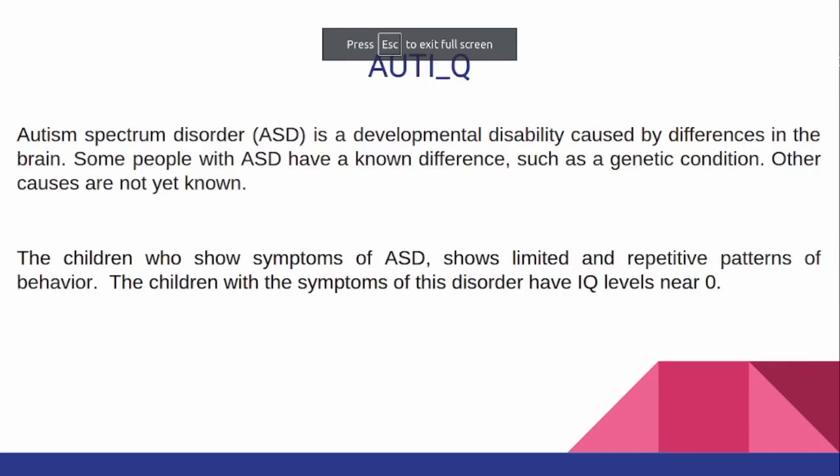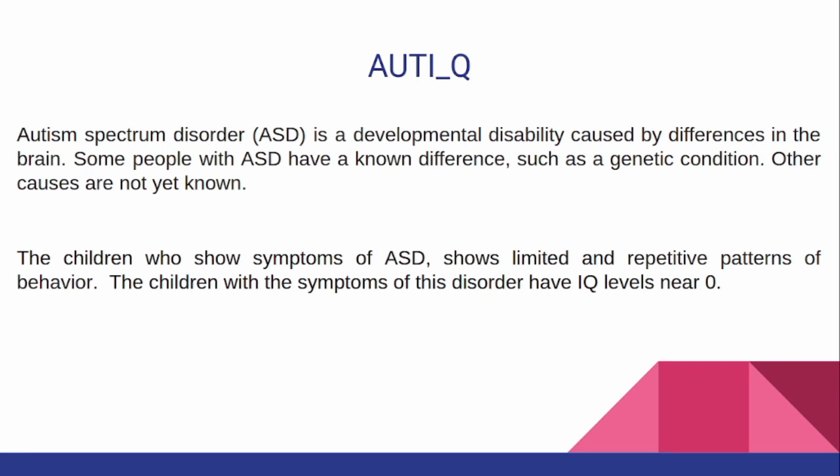The AUTIQ stands for Autism and IQ. Autism spectrum disorder, or ASD, is a developmental disability caused by differences in the brain. Some people with ASD have known differences, such as a genetic condition. Other causes are not yet known. Scientists believe that there are multiple causes of ASD that act together to change the most common ways people develop.